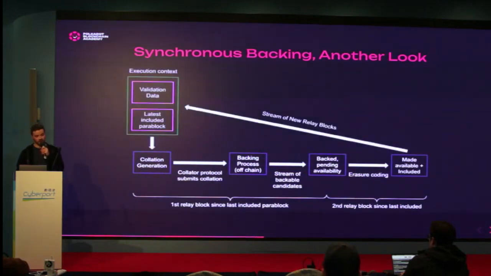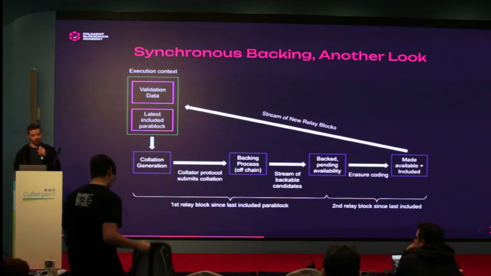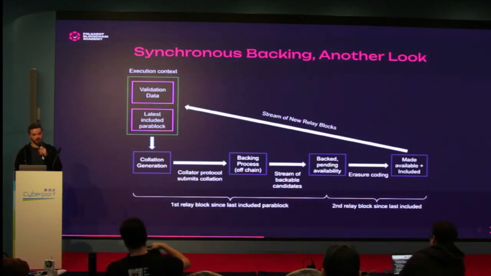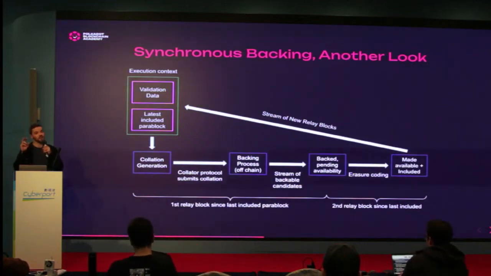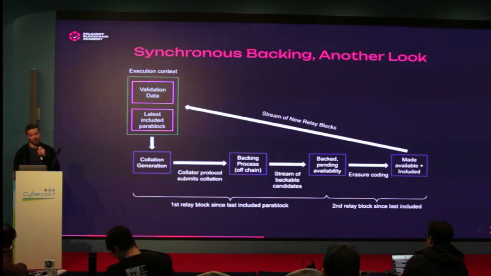And when looking at building new parachain blocks, collators will watch the stream of new relay chain blocks. So this is kind of a feedback loop where the newly included parachain blocks are fed back into the start of the process again, providing this notion of a new best head, otherwise called a latest included parablock on this diagram, and some other validation data. So essentially the cycle restarts every 12 seconds.